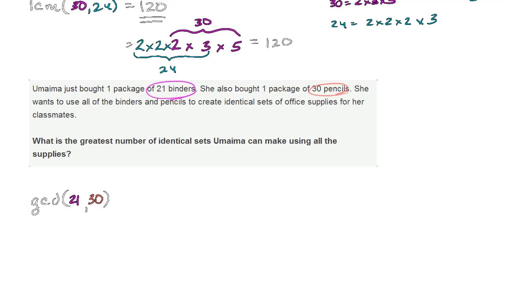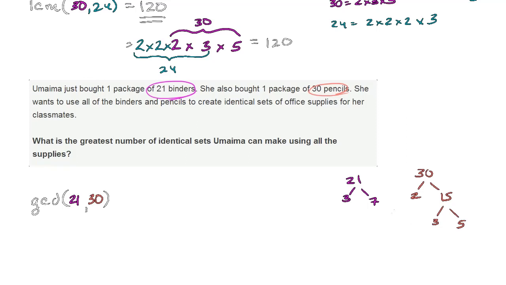We could list all of their normal factors and see what is the greatest common one. Or we could look at the prime factorization. So let's just do the prime factorization method. 21 is the same thing as 3 times 7. These are both prime numbers. 30 is 2 times 15, we already did it just now, and 15 is 3 times 5.